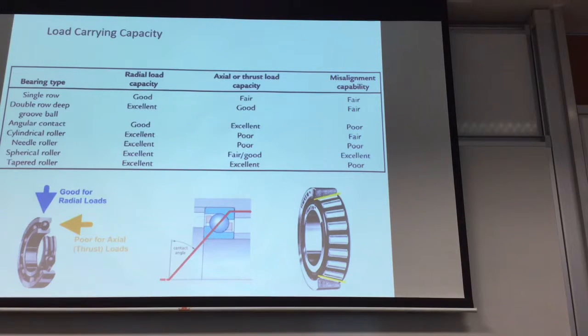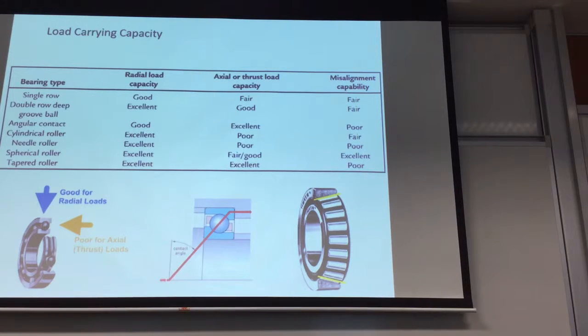Talk about the load carrying capacity. Your ball bearings will have very good radial load capacity. It has some axial load capacity. If you talk about your cylindrical roller, it has even better radial load capacity because it's a line contact. In terms of axial load capacity, it's actually very poor. It's the same as needle. Needle is just a very small cylinder.